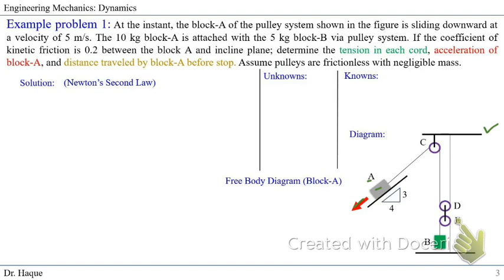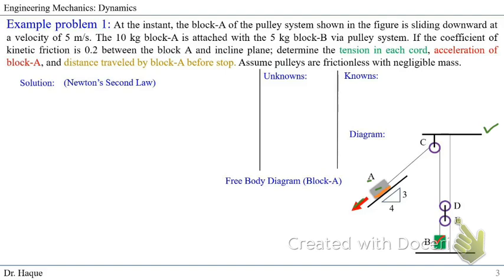So this block B here is 5 kilograms, and they are both attached using this not so complex pulley system. If we consider the friction between block A and the inclined surface, the black line, the coefficient of kinetic friction is 0.2. And so we have to determine the tension in each cord.